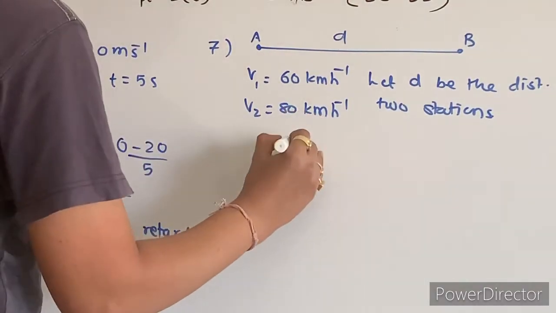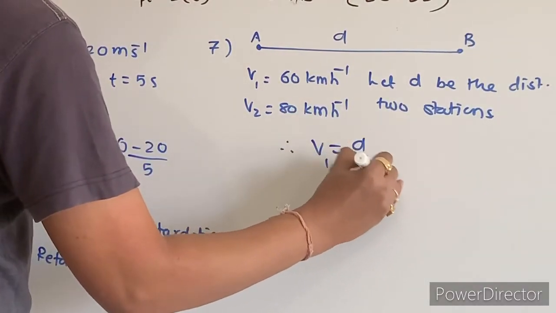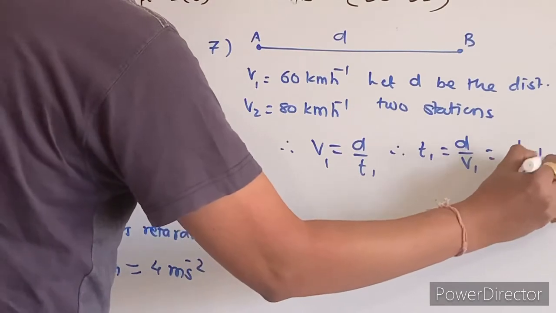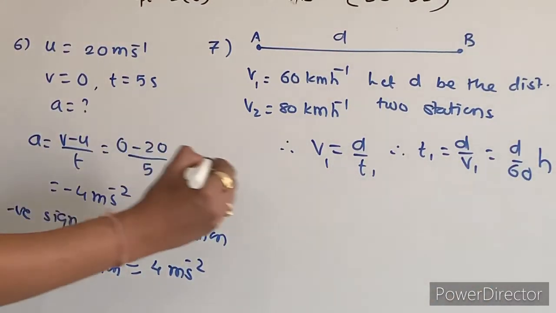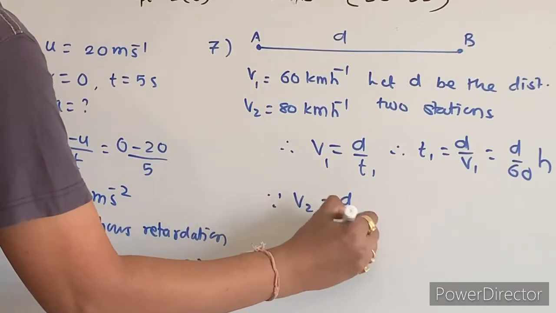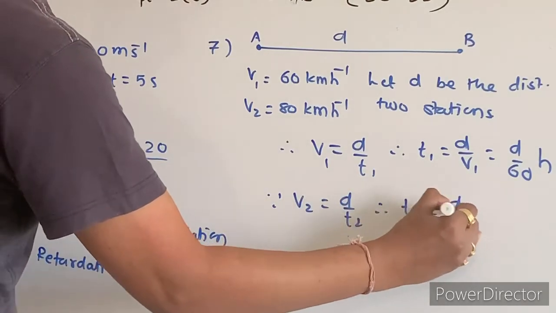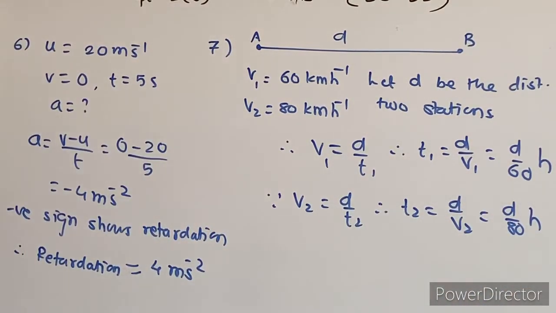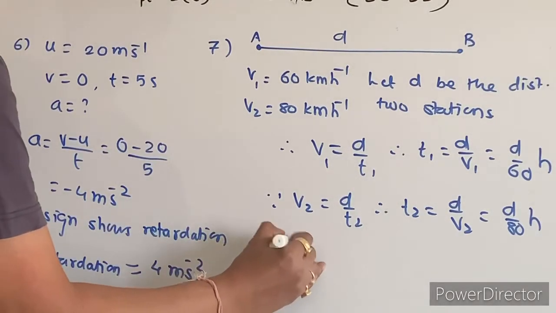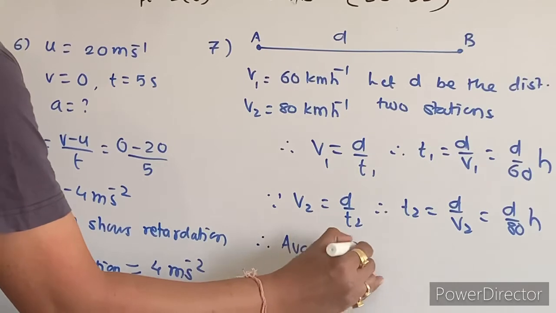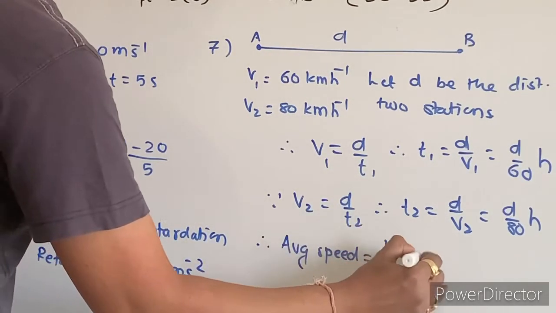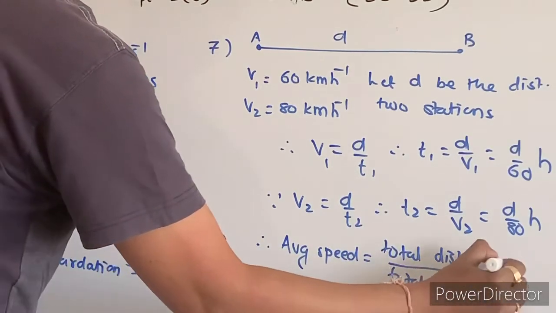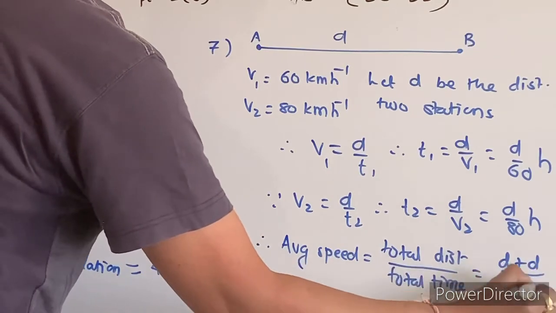So I can write here, therefore, V1 is D upon T1, so T1 is D upon V1, which is D upon 60 hours. This is the time. Similarly, since V2 is D upon T2, so T2 is equal to D upon V2, which is D upon 80 hours. Now, average speed is equal to total distance upon total time. Total distance is D plus D, upon T1 plus T2.